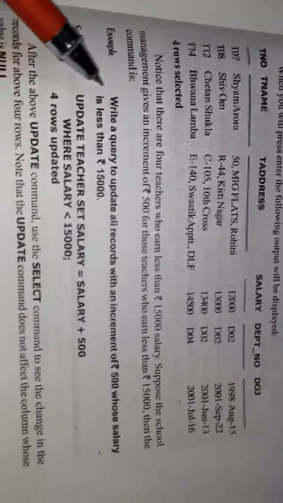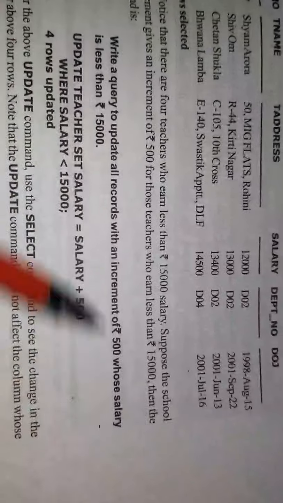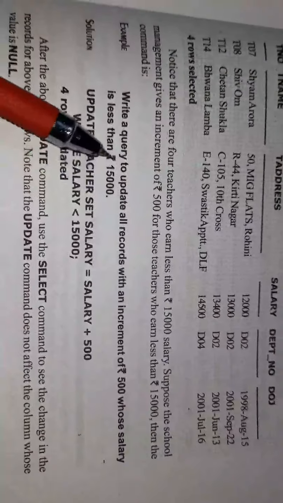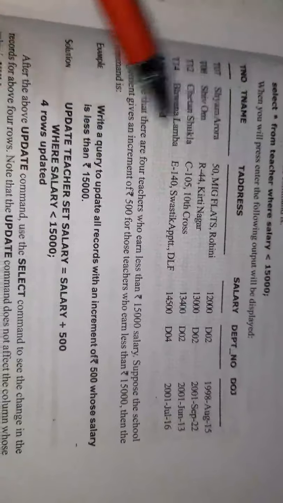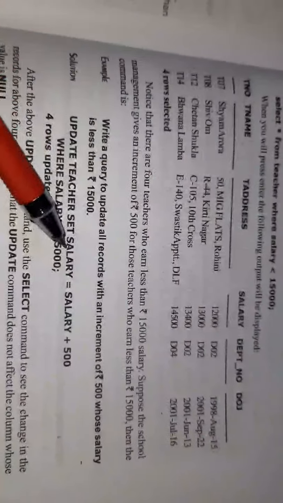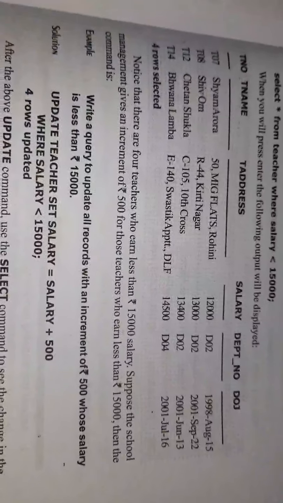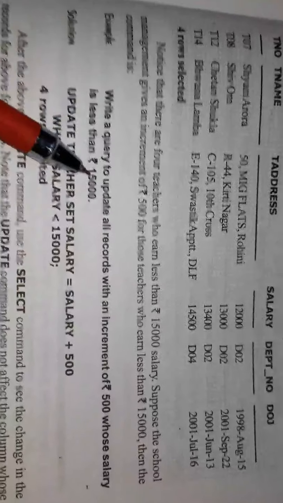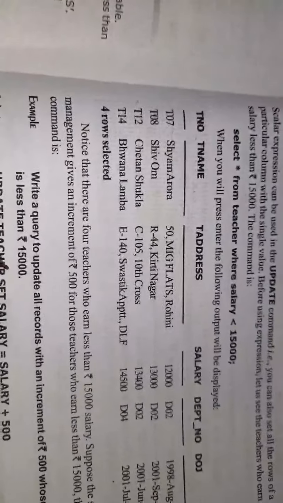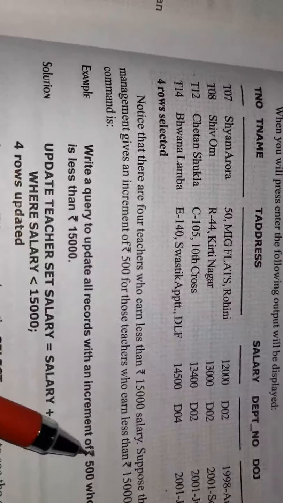Here is another query: update all records with an increment of 500 whose salary is less than 15,000. To update all records means to update all the rows; record means the rows. So increment all the records by 500 rupees, but it should be that only those who are getting less than 15,000 are incremented by 500.